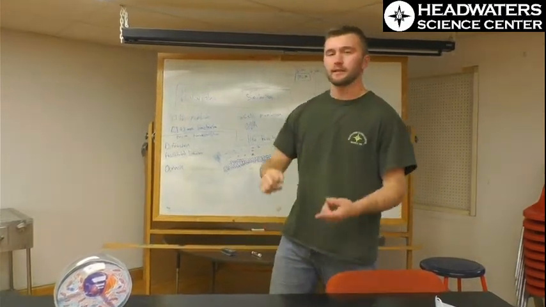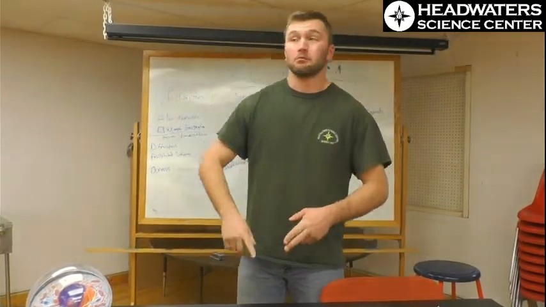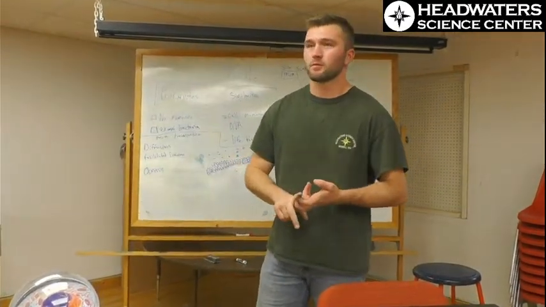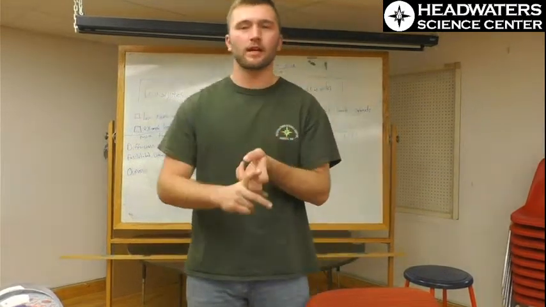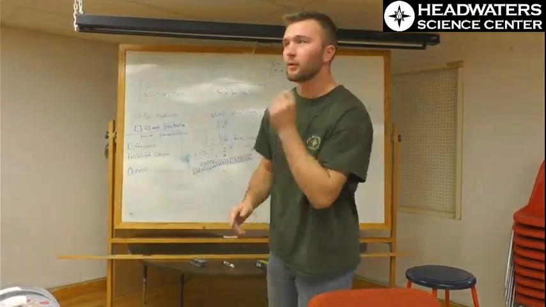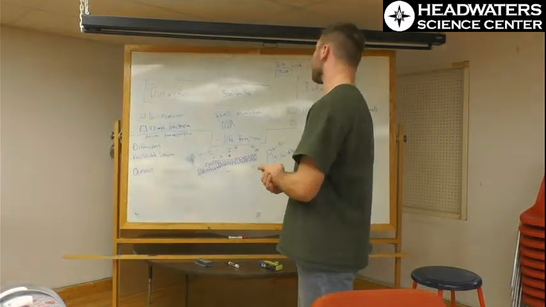What kind of cells are there, and really what do they all have in similarities? What kind of similarities do they have?